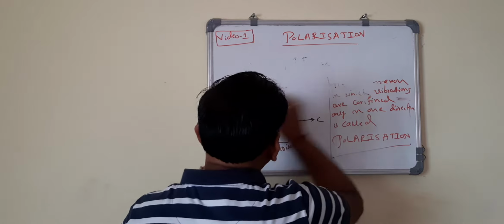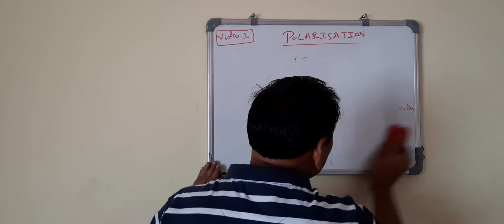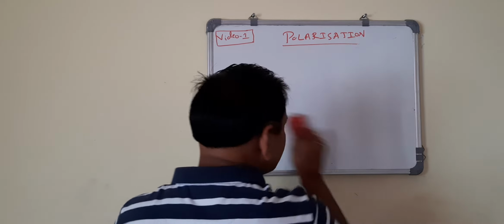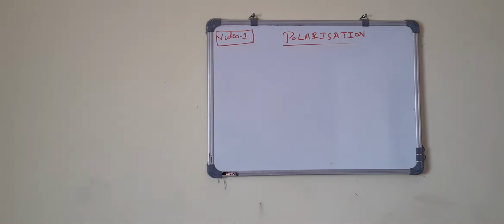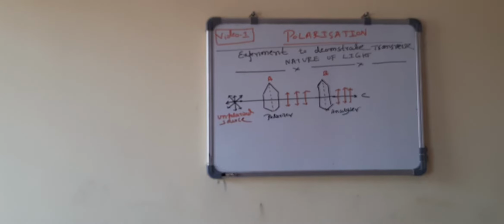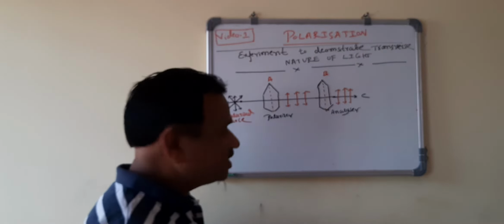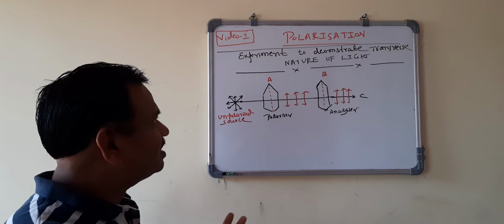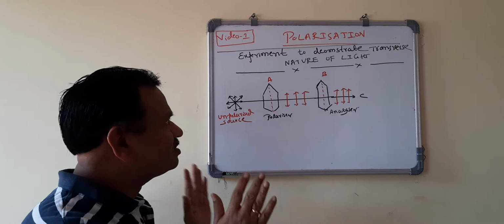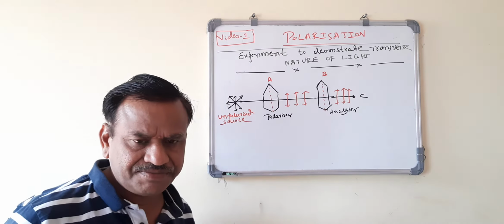Okay. Next one is properties. Now students, now there is one experiment to demonstrate the transverse nature of light. 1 minute.